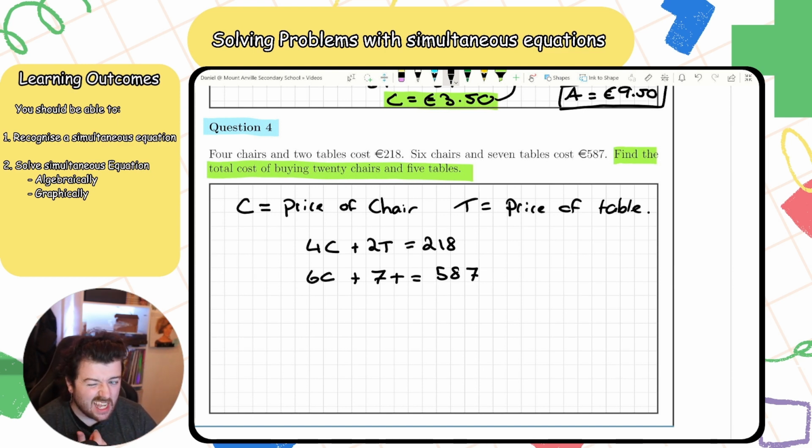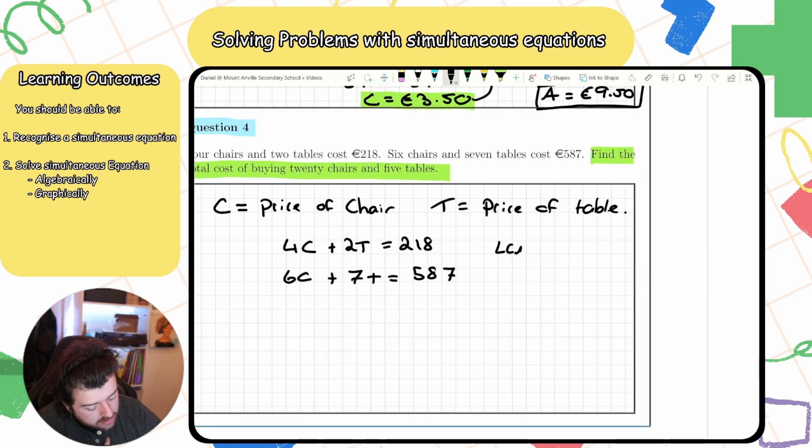So I need to cancel out one of these variables. I'm just going to cancel out C. And so what's the lowest common multiple of 4 and 6? Well, that is 12. So I need to make sure that both 12s will have opposite signs. So I'm going to multiply my top equation by -3, and I'm going to multiply my bottom equation by 2, because 6 times 2 is 12 and 4 times -3 is -12. So remember, you multiply everything.